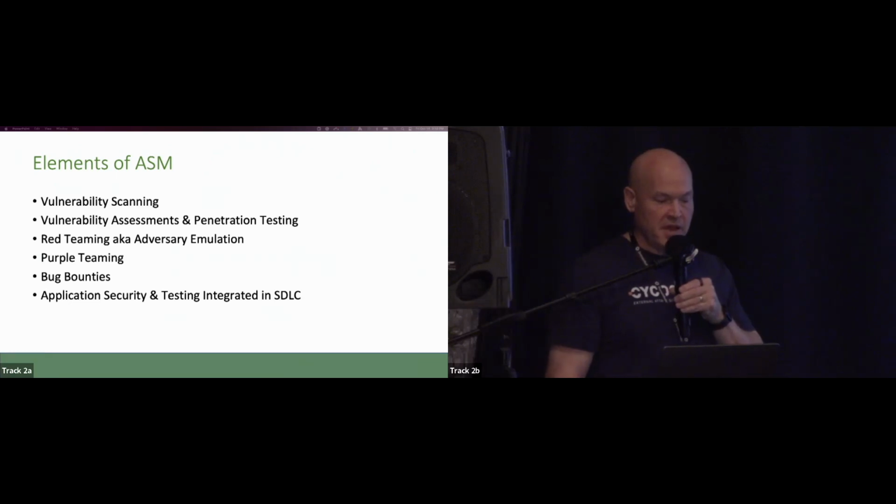So some of the elements of attack surface management are vulnerability scanning, vulnerability assessments and pen testing, red teaming, where here I'm referring to adversary emulation, purple teaming, and bug bounties. Bug bounties and purple teaming have been newer advancements in attack surface management, but very valuable methods to use. Purple teaming is mainly from the internal perspective, but I wanted to make sure to cover the different elements of attack surface management.